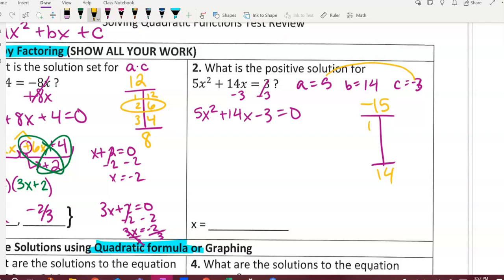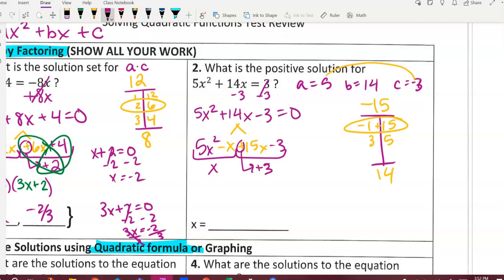So factors of 15, 1 and 15, 3 and 5. Which of these could add up to 14? Well, these could if it were a negative 1. So we need to split the middle into negative x plus 15x, bringing down the 5x squared and the negative 3. Now we have 4 terms. From the first group, our GCF is x, and from the second, we can take out a positive 3. So our first factor is x plus 3.